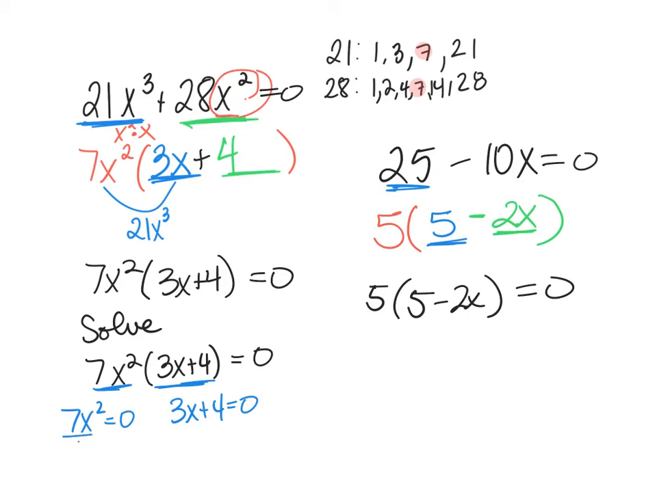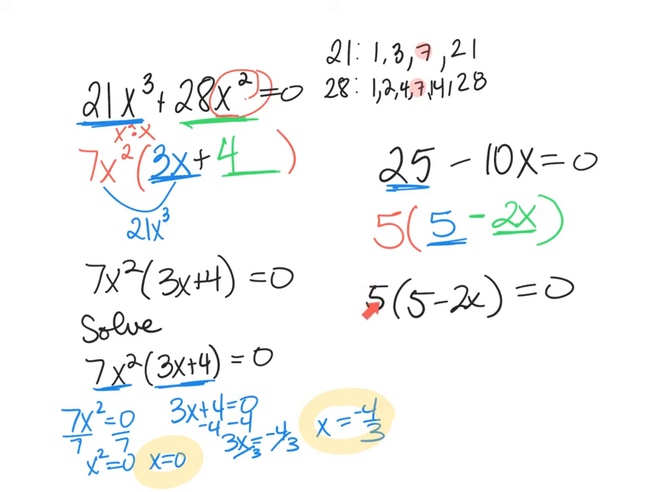If I solve this, divide by 7, and then x squared equals 0. Well, the only thing squared that equals 0 is 0, so x equals 0. And then here I can subtract 4, solve my two-step equation. So 3x equals negative 4, and divide by 3. So x equals negative 4/3. So you have two answers here, 0 and negative 4/3.